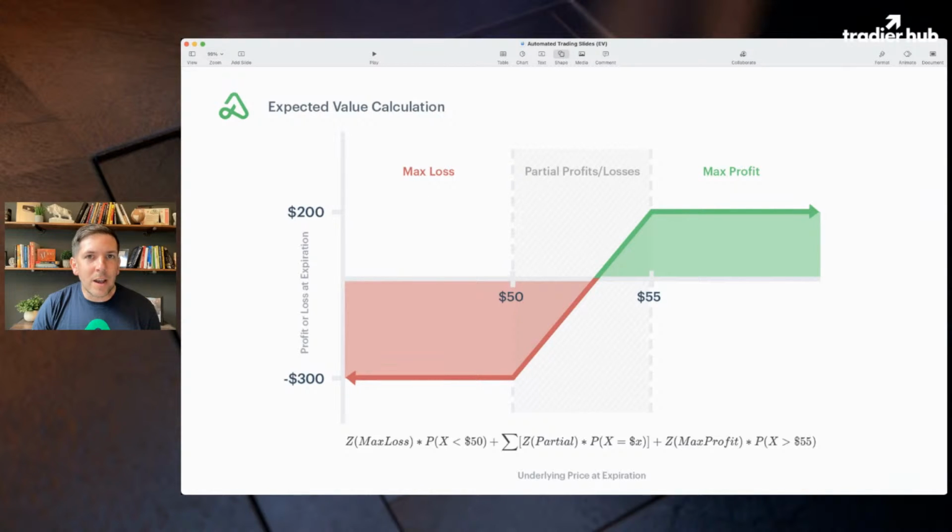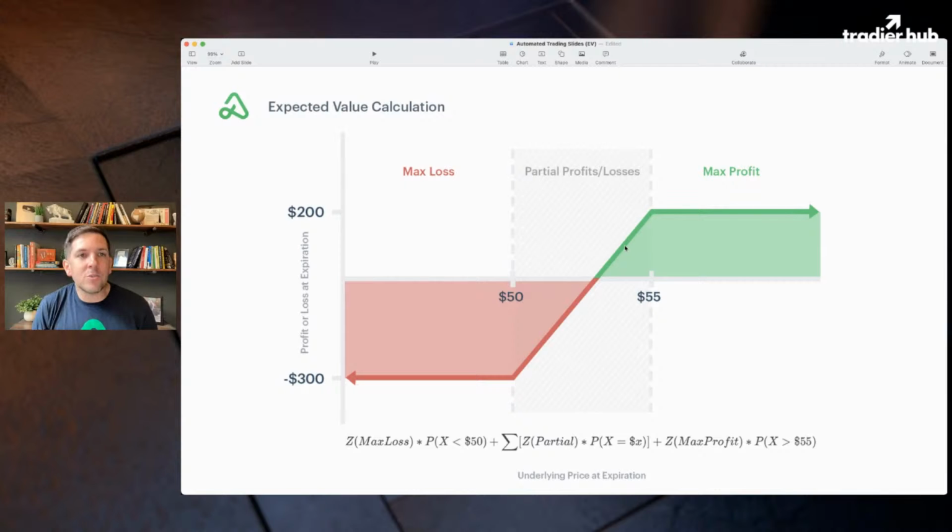we also need to account for, let me see if I can draw some shapes in here. What we also need to account for, I guess you can see it here, is that gray shaded area. We need to account for all of these partial profits and partial losses as well. Like, what if the stock lands at 53? Then we don't have max profit, but we have some profit. Well, what is the probability of getting to that point? And what's the expected outcome if you include all of those partial profits and partial losses?